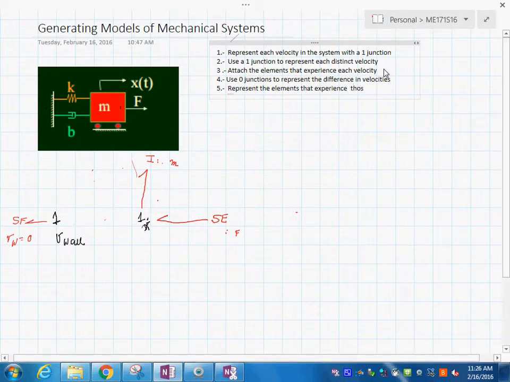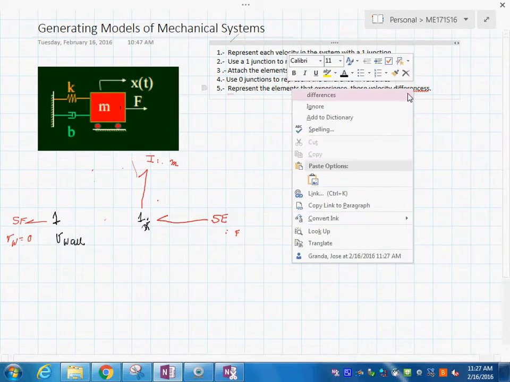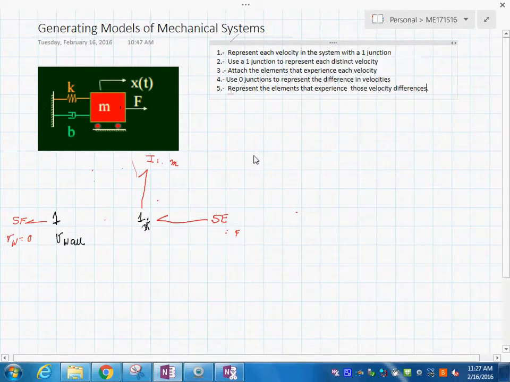Okay, very good. So in here, the only thing we have is that here on this, okay, here's what I'm trying to say. You have this element that sees the difference between this velocity and this one.